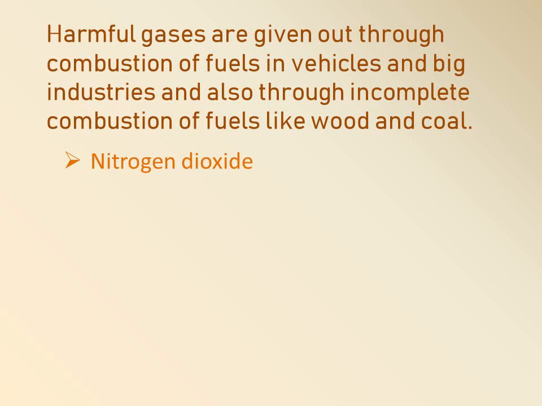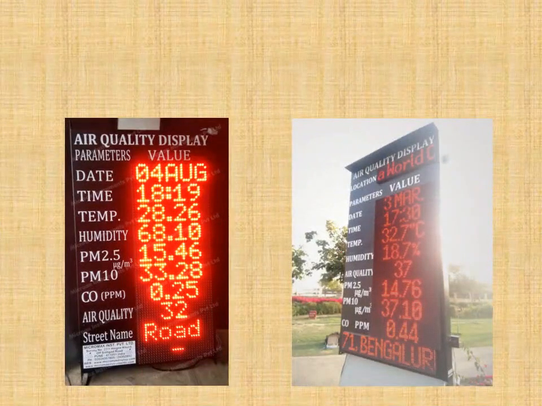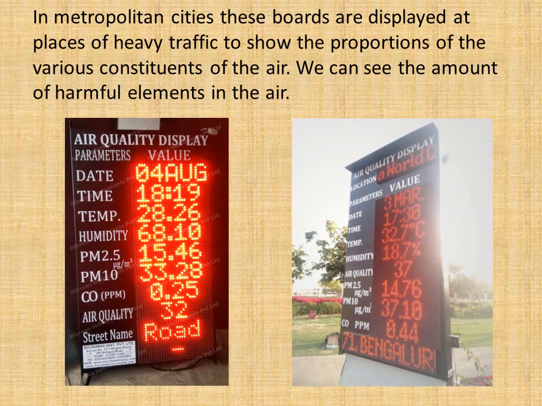These harmful chemicals are nitrogen dioxide, carbon dioxide, carbon monoxide, sulfur dioxide. Here are some displays which are installed in the metropolitan cities. These boards are displayed at places of heavy traffic to show the proportion of various constituents of the air. We can see the amount of harmful elements in the air, as these displays show the temperature, the time, humidity in the air and the quality of the air. Now we have seen what is air pollution.